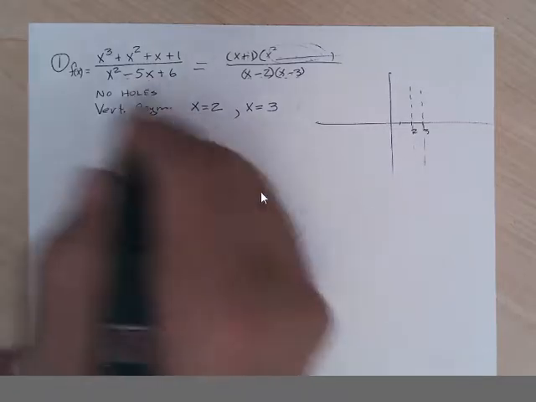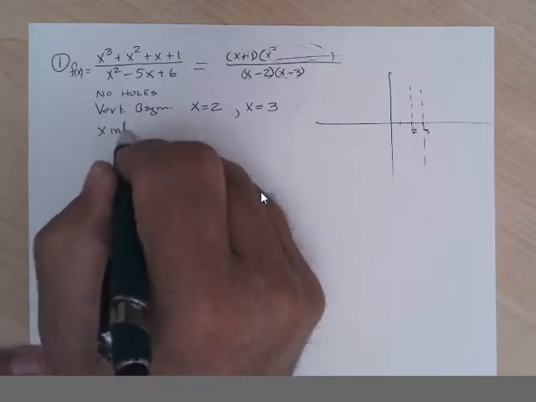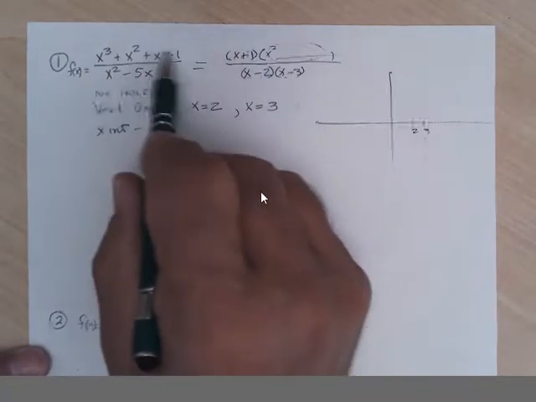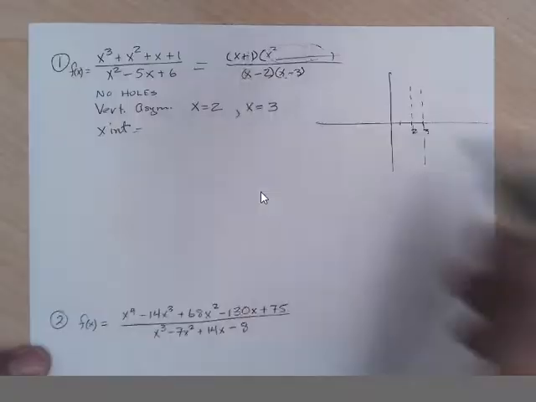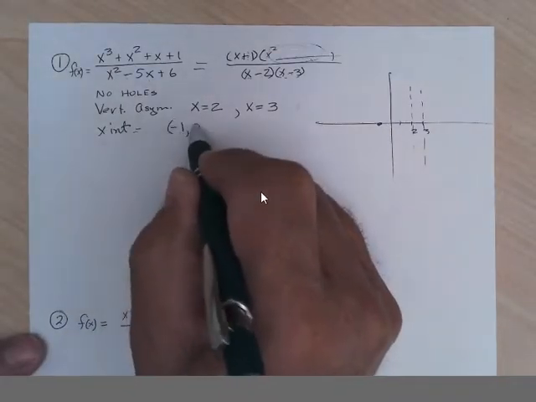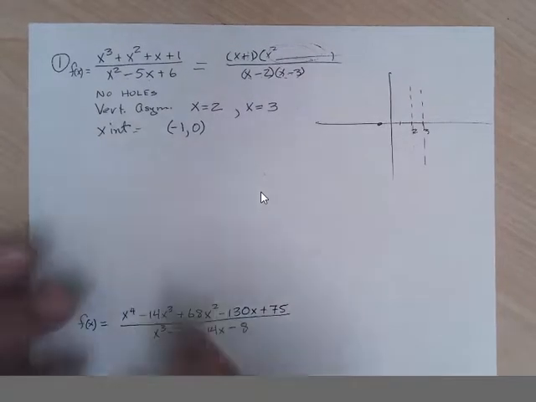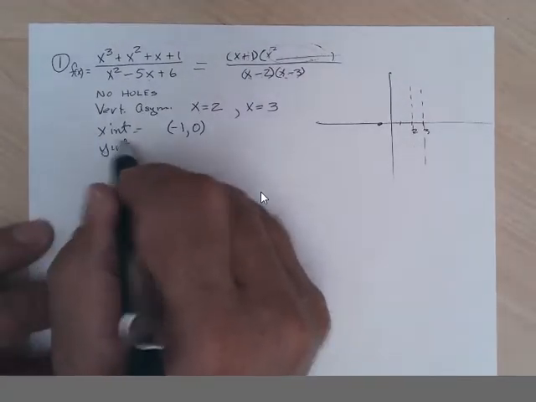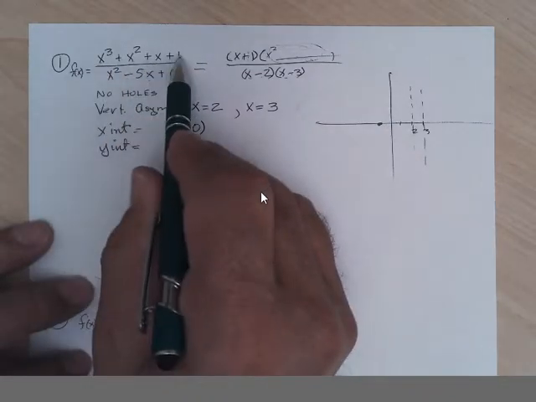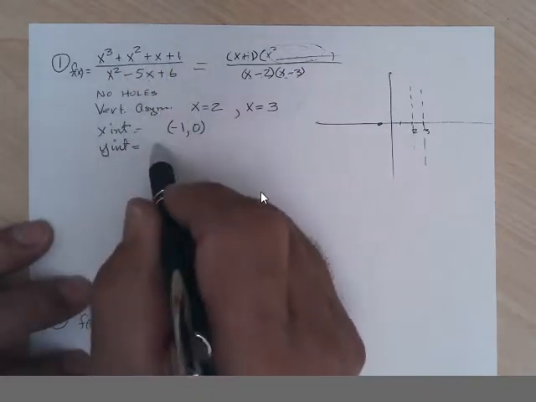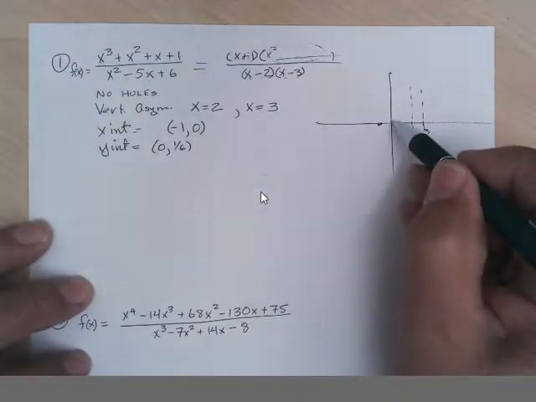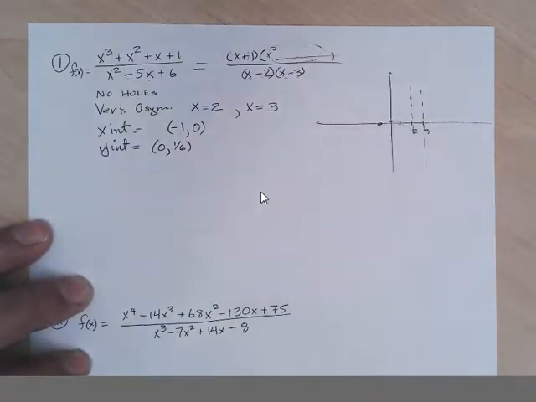Okay, x-intercepts happen whenever the numerator of the fraction is 0, and that happens at minus 1. So it's minus 1, 0. And that appears to be the only one. The y-intercept happens when x is 0, so that would be 1 over 6. Put 0 in for x and get 1/6. So it goes through 1/6 on the y-axis.